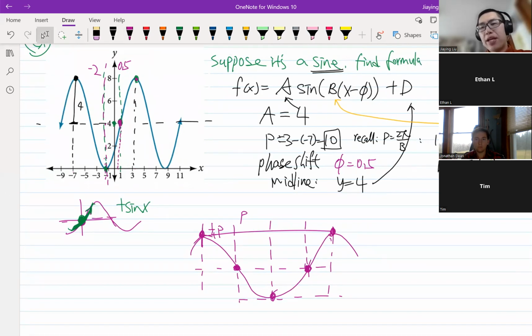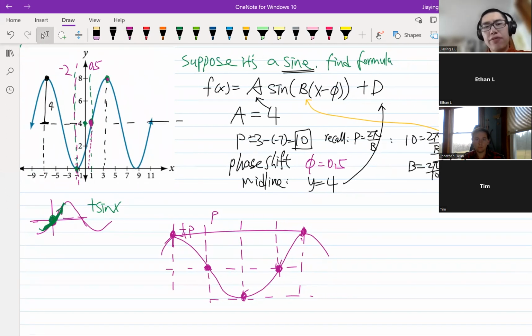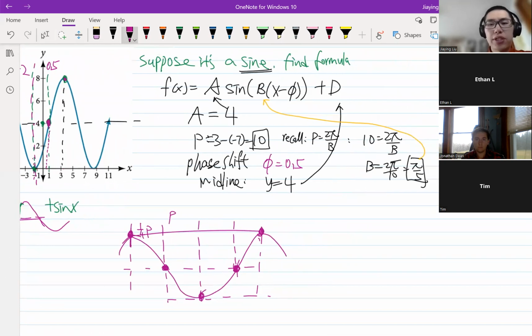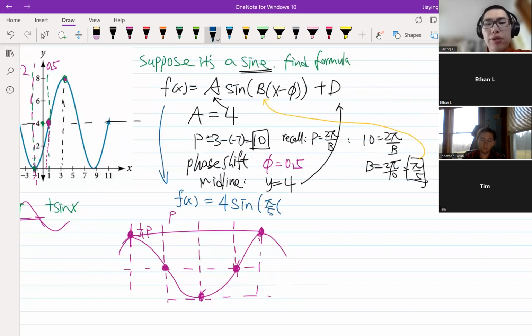So now I have those values, I can put them into the function. I can write down the actual function with those values now. That's going to be f of x is equal to a, which is positive sine, so positive sine. And the b, we found out that's pi over 5, parentheses, x minus phi, so x minus 0.5. And then plus d, which is the midline. So this is the function.